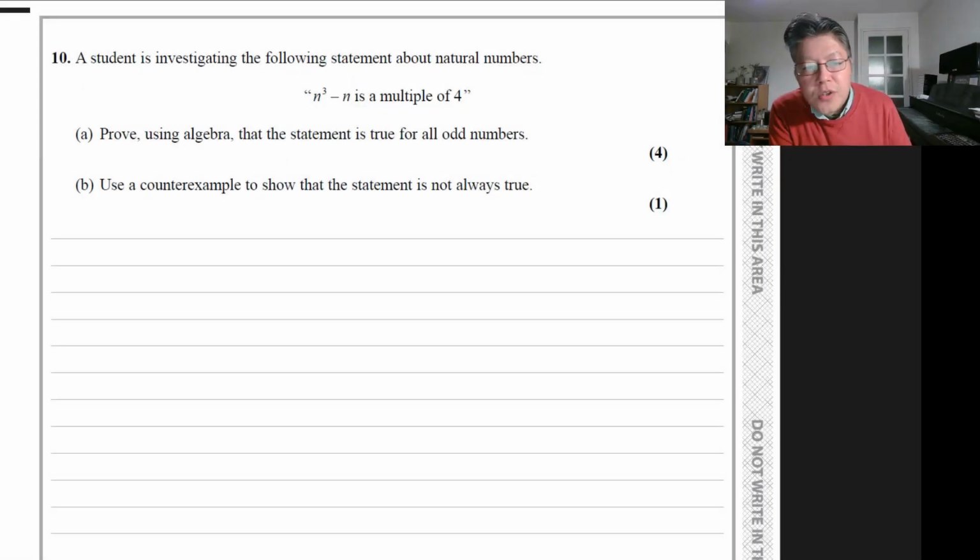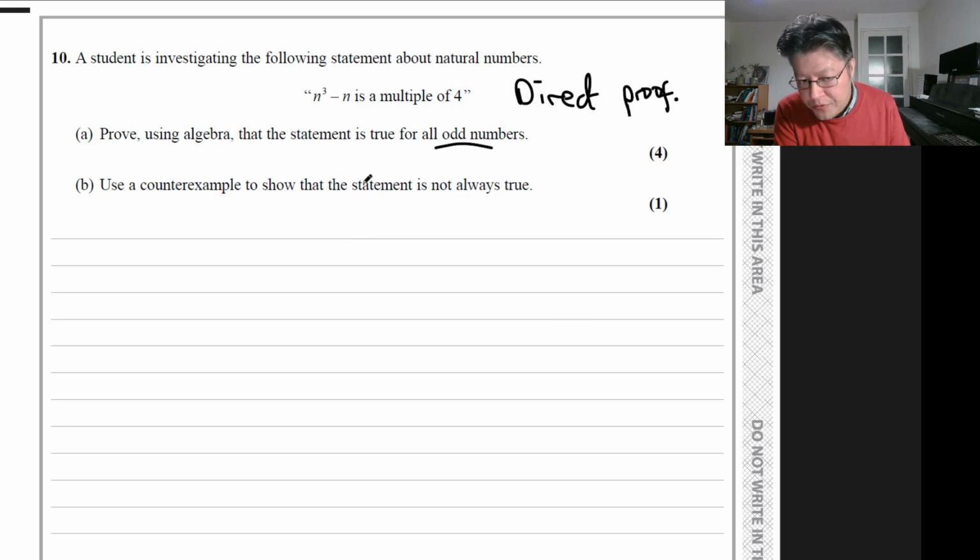Okay, so in this question, we need to prove that whenever n is odd, n cubed minus n is a multiple of 4. And we'll be using a direct proof. So it's going to be direct proof. And that basically means that we'll assume that n is an odd number. We'll do a few steps and eventually show that it's a multiple of 4.